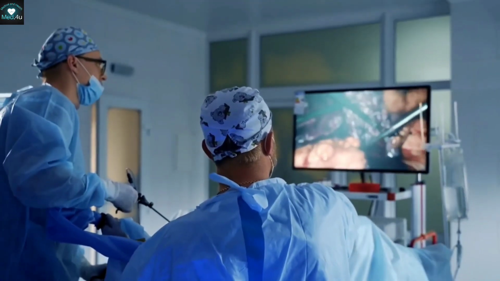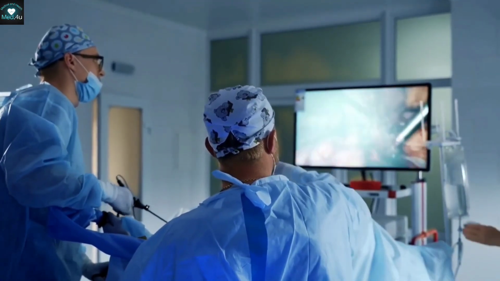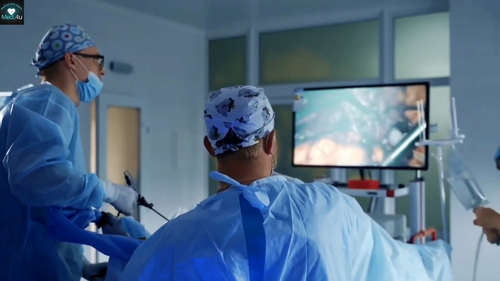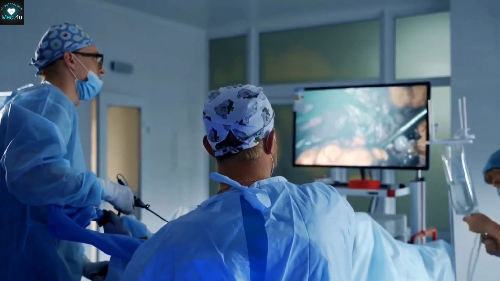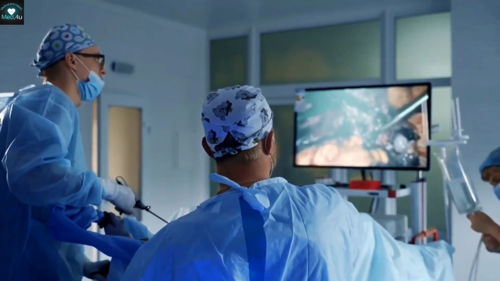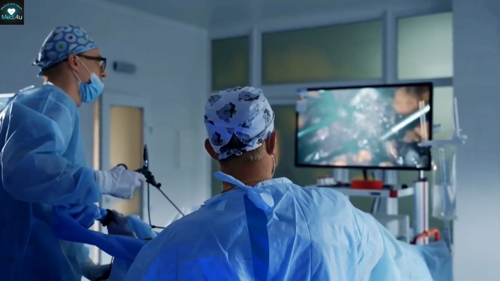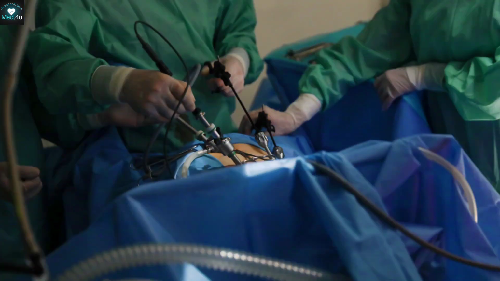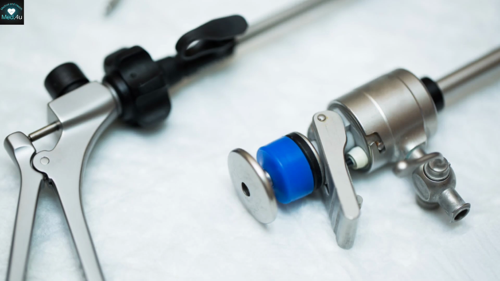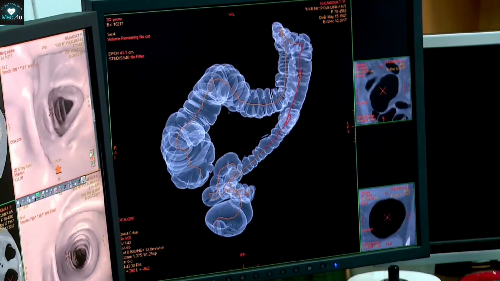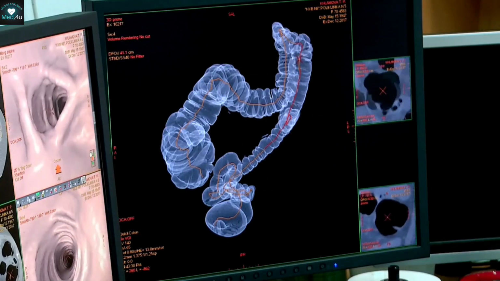Treatment options for appendicitis. The standard treatment for appendicitis is surgical removal of the appendix, a procedure known as an appendectomy. Appendectomy is a relatively safe and common surgery that can be performed laparoscopically or through a traditional open incision. Laparoscopic appendectomy involves making several small incisions in the abdomen and inserting a laparoscope, a thin telescope-like instrument with a camera. The surgeon uses the camera to guide the removal of the appendix, minimizing scarring and recovery time.